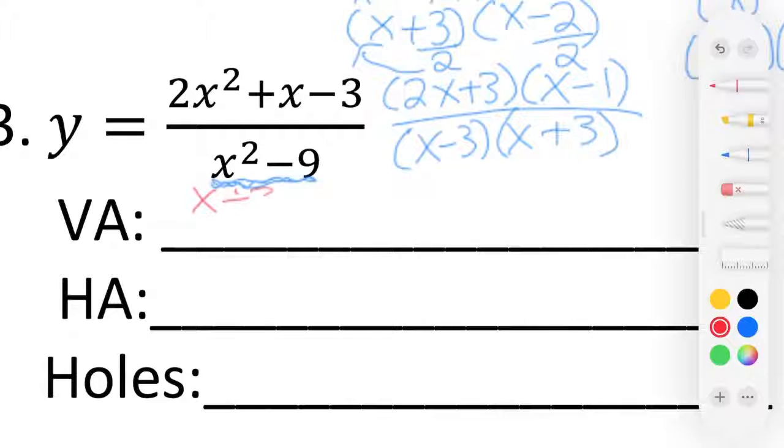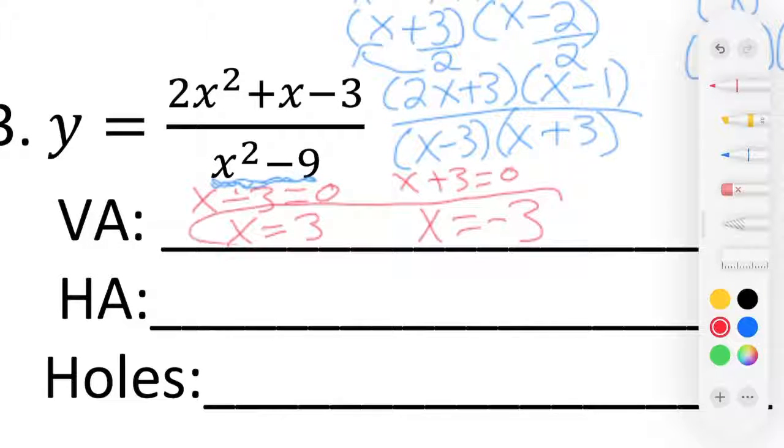So we have x minus 3 equals 0. So one of our asymptotes is that x equals 3. The other one, set x plus 3 equal to 0. Your x equals negative 3. So those are your 2 vertical asymptotes.